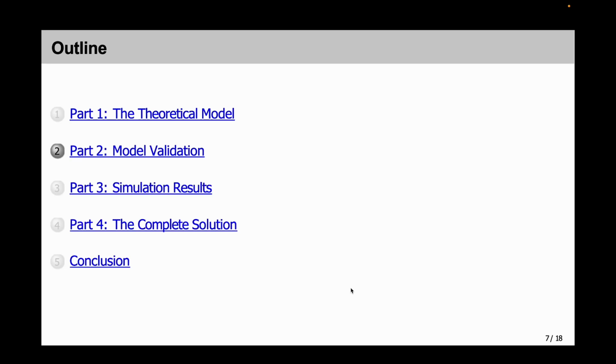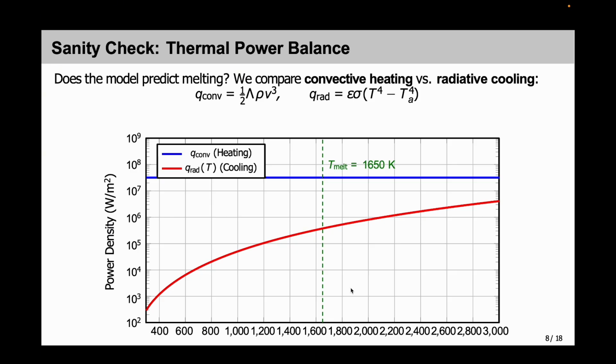So we have a rigorous model, but is it correct? We'll now move to part 2 of model validation. This plot is our sanity check for the entire model. It justifies the ablation physics. The blue line is the convective heating, and the red line is the radiative cooling. We've plotted this for a typical particle in the main ablation zone.